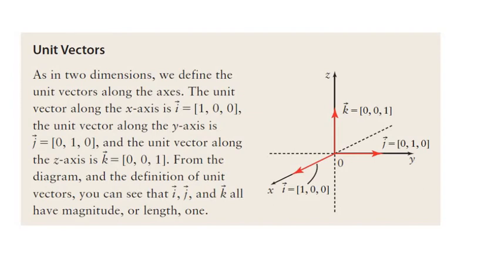Now let's take a look at unit vectors. As you saw in 2D, we had i and j with magnitude 1. i is along the x-axis and j is along the y-axis. But now, since we are dealing with 3D, we also have k along the z-axis. As in 2 dimensions, we define unit vectors along the axes. The unit vector along the x-axis is i, which is (1, 0, 0). The unit vector along the y-axis is (0, 1, 0), and the unit vector along the z-axis is (0, 0, 1). From the diagram, i, j, k all have magnitude, or length, of 1.